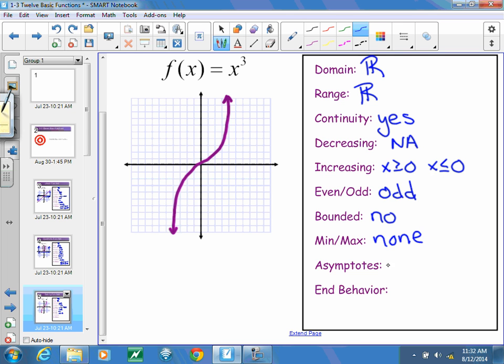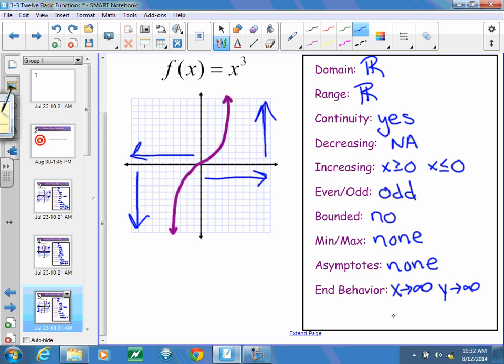There are no asymptotes. And our end behavior, as x goes towards positive infinity, our values of y are going to go towards positive infinity. And as x goes towards negative infinity, our values of y are going to go towards negative infinity. And so there are our properties for our cubing function.